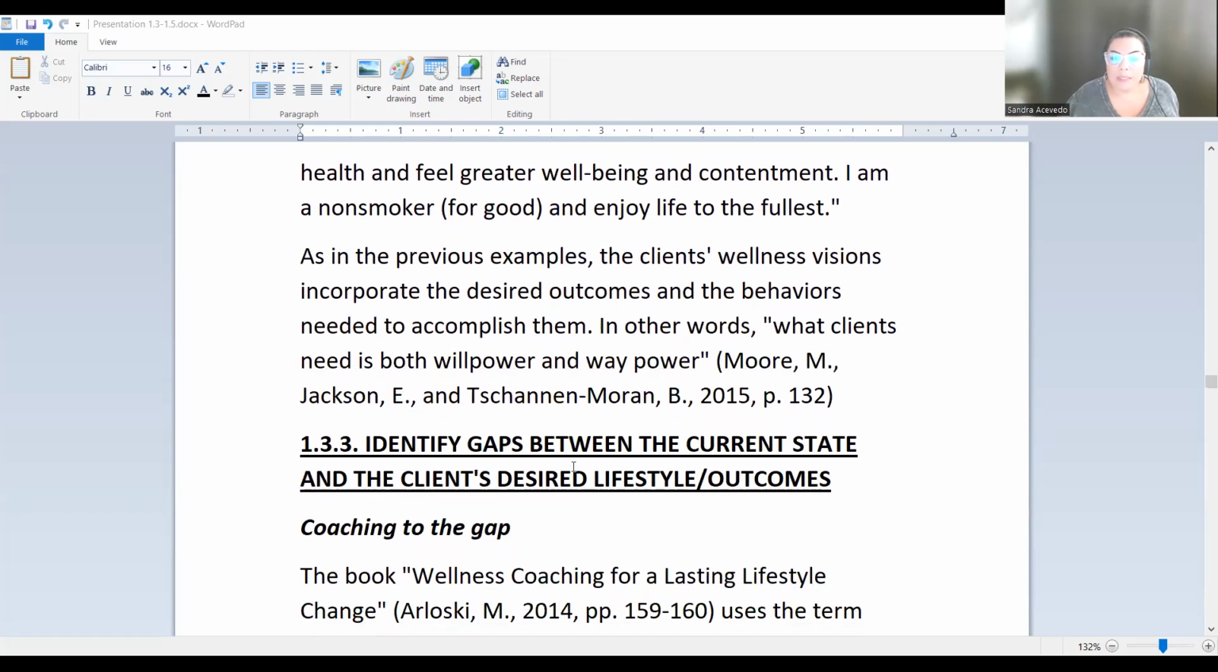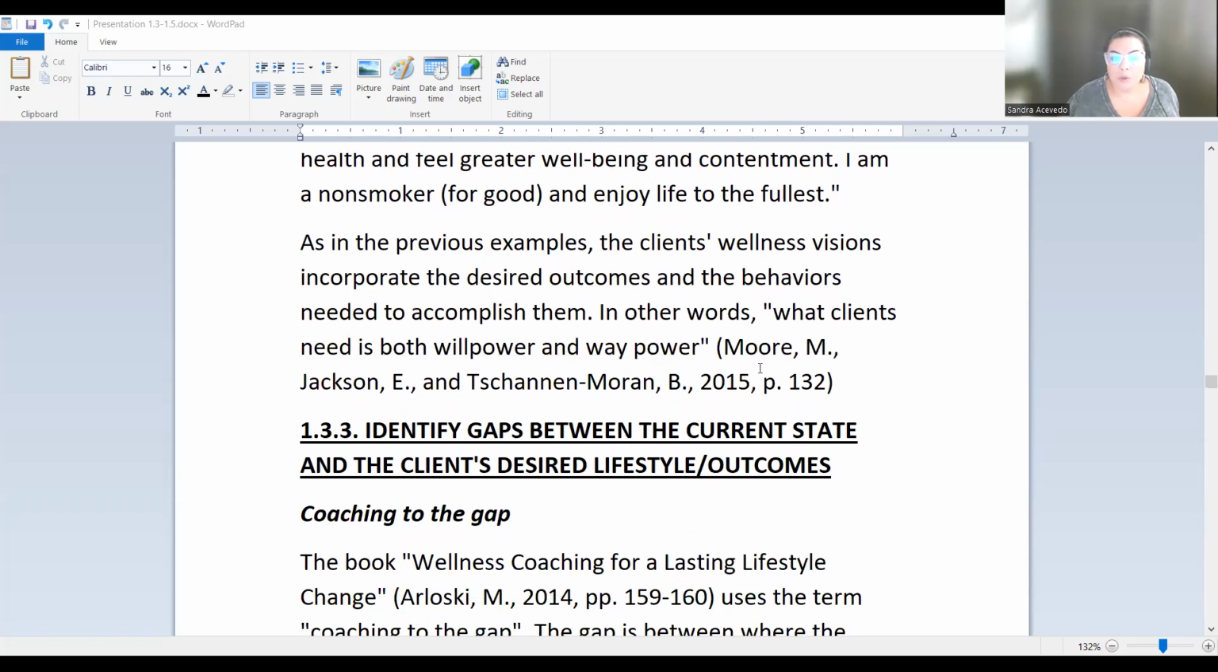As in the previous examples, the client's wellness visions incorporate the desired outcomes and the behaviors needed to accomplish them. In other words, what clients need is both willpower and way power.